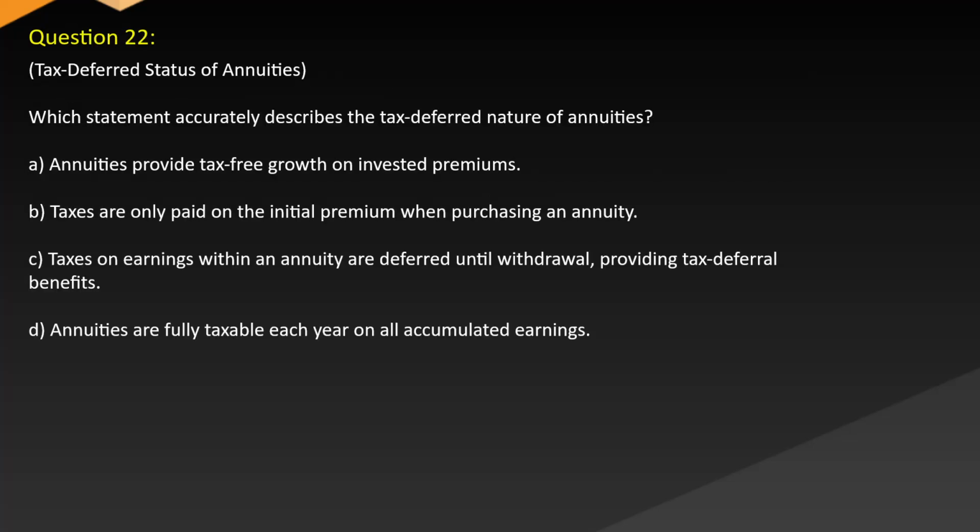Question 22. Tax-deferred status of annuities. Which statement accurately describes the tax-deferred nature of annuities? A. Annuities provide tax-free growth on invested premiums. B. Taxes are only paid on the initial premium when purchasing an annuity. C. Taxes on earnings within an annuity are deferred until withdrawal, providing tax deferral benefits. D. Annuities are fully taxable each year on all accumulated earnings.